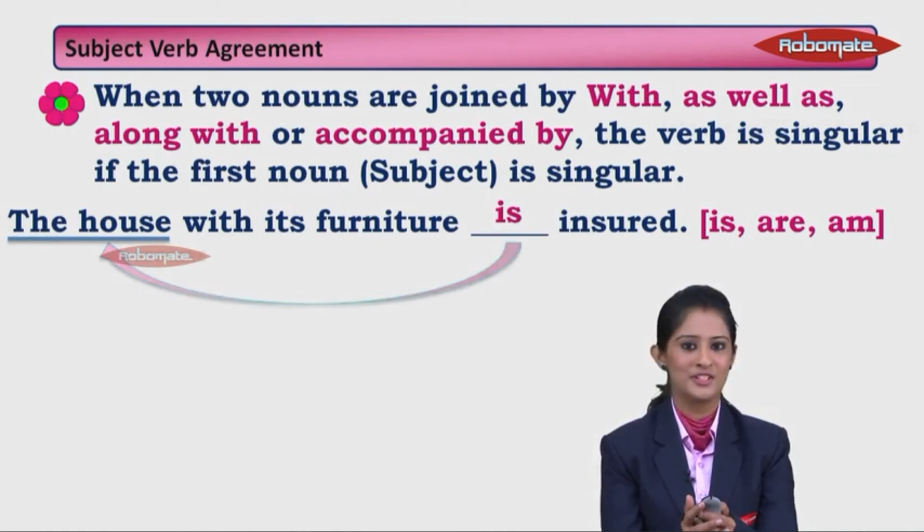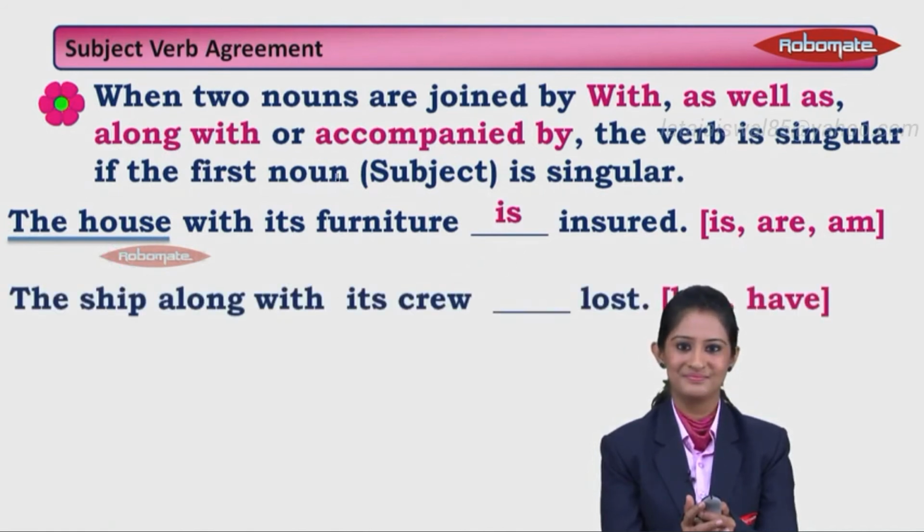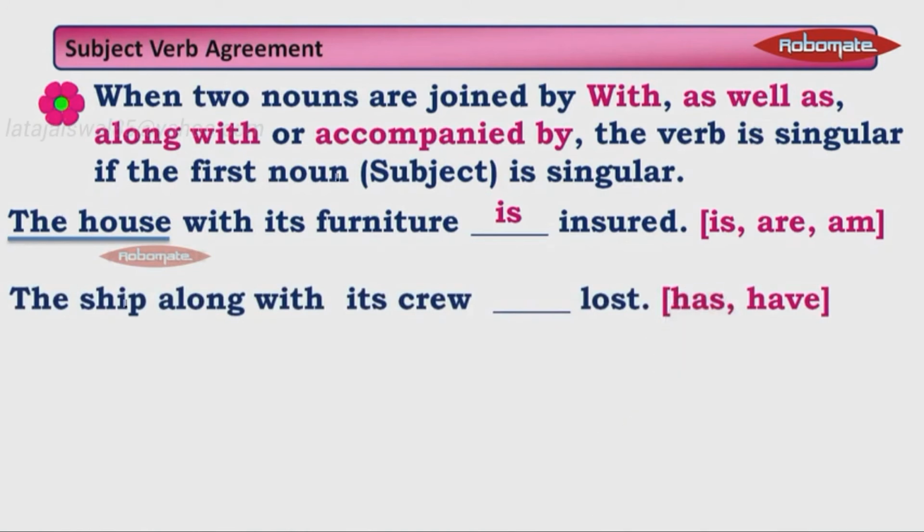And now we go to the next one. The ship along with its crew dash lost. Now, are we talking about the crew here? No. We are talking about the ship here. The word ship is singular, it is our subject, and hence we use the word has. So, the ship along with its crew has lost.